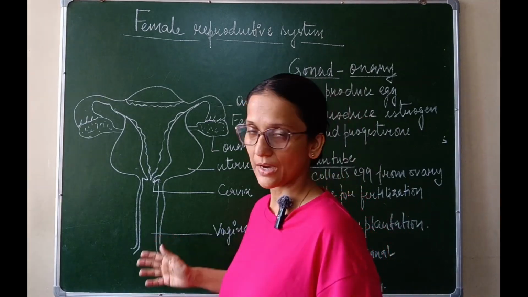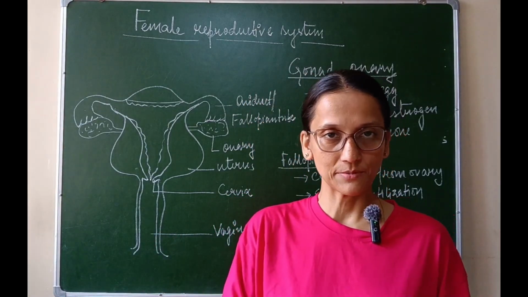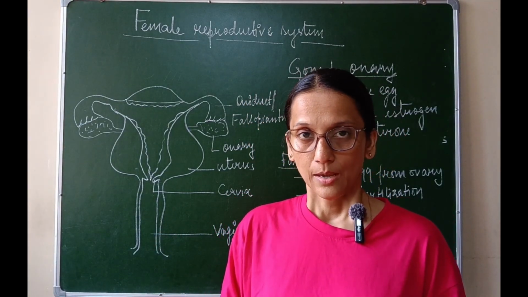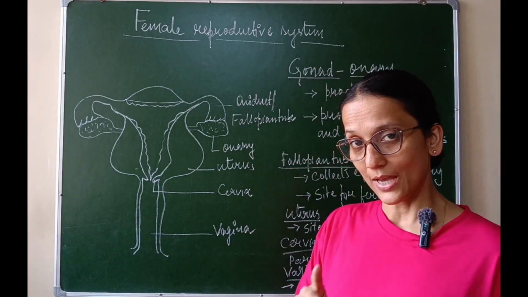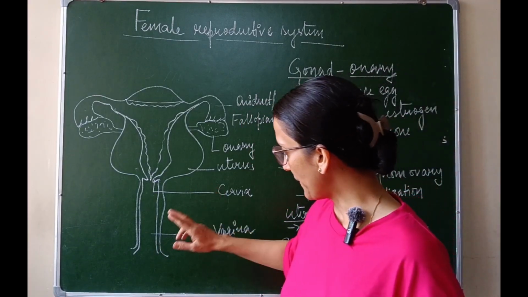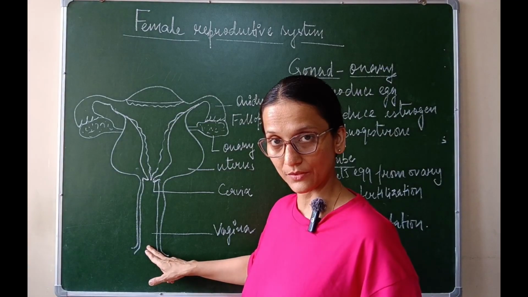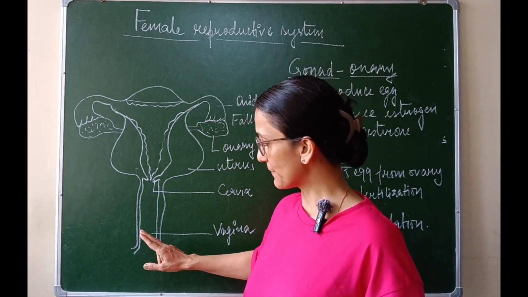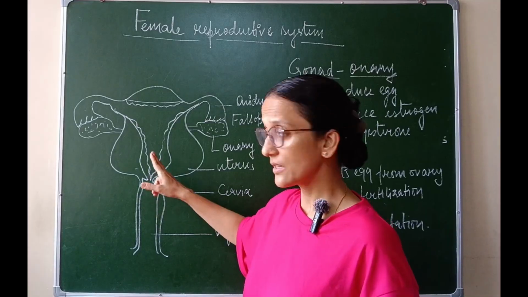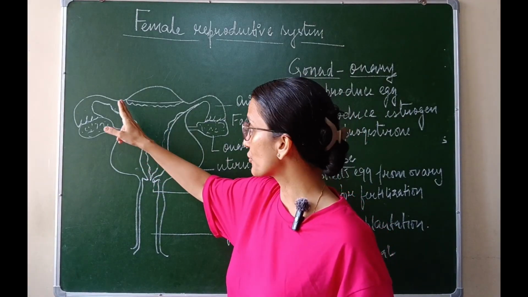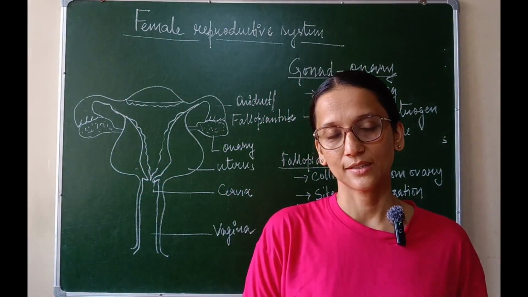Vagina definitely is a part of the birth canal, so it definitely helps in pushing out the fetus. But the most important part that it performs is the collection of the sperm. So at the time of intercourse, the penis discharges sperm in the vagina. And from here, the sperm will have to travel from vagina to the cervix, from cervix to the uterus, and from uterus to the fallopian tube to meet the egg.